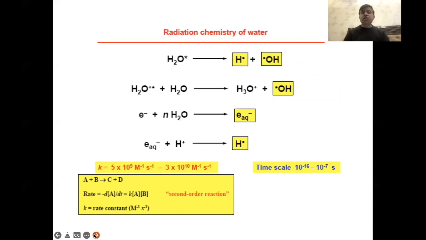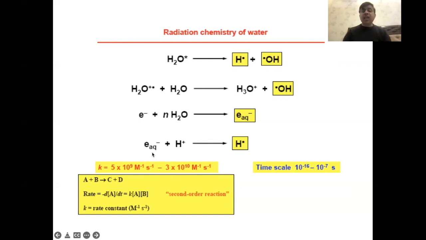So what is basically the cause? When the water molecule is excited, it leads to formation of a hydrogen ion and a hydroxyl ion. Then this water ion radical interacts with another surrounding water molecule, which leads to the formation of hydronium ion and hydroxyl radical. The electrons which are excited during the formation of the ion radical interact with the surrounding water molecules and form a species called solvated electron. You will come across this term solvated electron. It is the electron which has been ejected during the formation of the ion radical, and it is surrounded by water molecules.